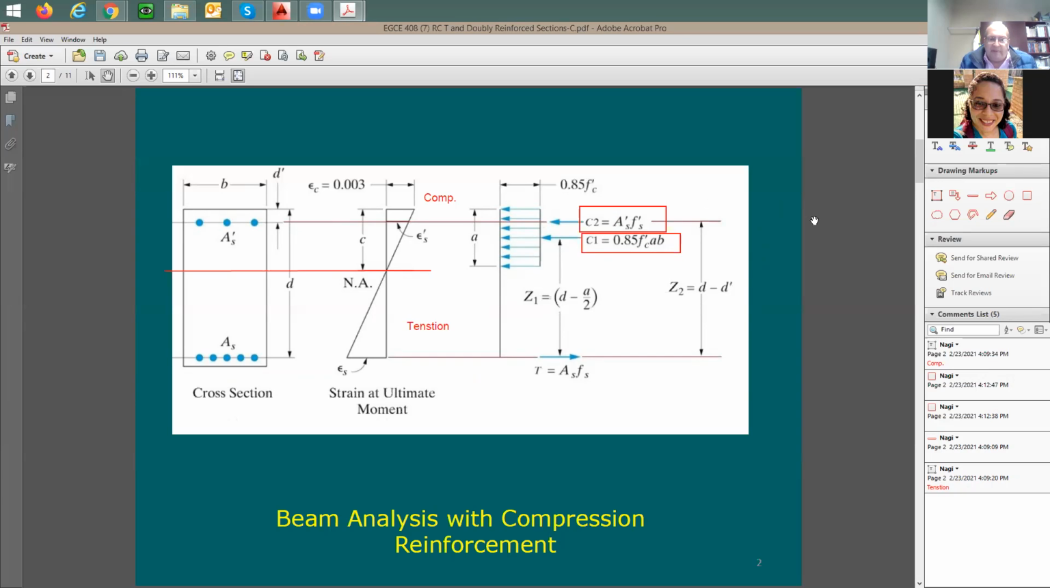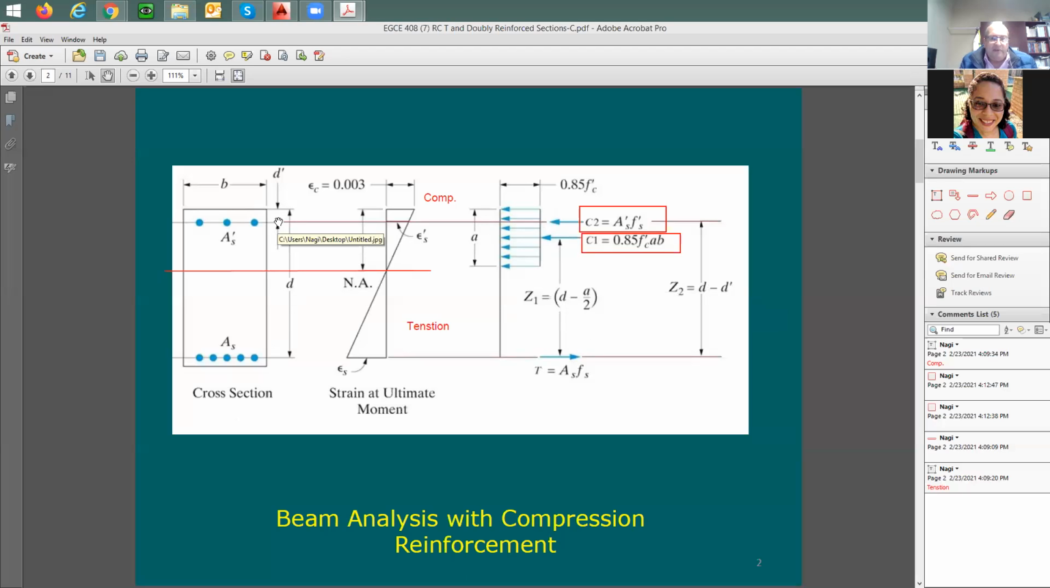In the T section, I'm taking here back to the previous lecture. In the T section, I have this Zw and Zf. In here, I'm going to have C1 is going to be called Z1, and C2, the distance is going to be called Z2. This one, there's no change in the way that you do it. It's going to be equal to the depth minus a over 2. Because from here to there, it's going to be equal to a over 2.